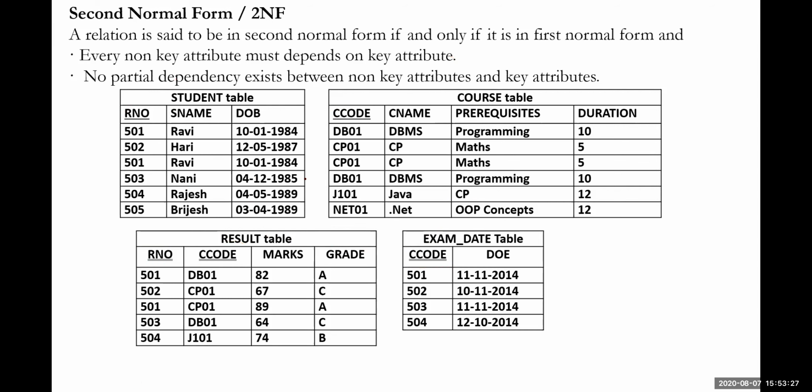Let me show you how the rules and regulations could be satisfied. Yes, we have identified the key attributes here, and let us examine whether partial dependencies will be there with the tables or not. In the student table, student name and date of birth depend only on the register number. If you specify the student register number, you could get complete details of that particular student, right? So therefore, all non-key attributes depend on key attributes. Yes, it has been done. No partial dependency.